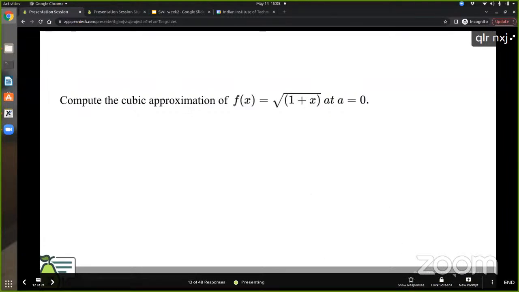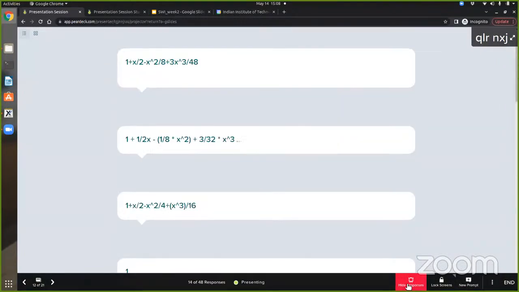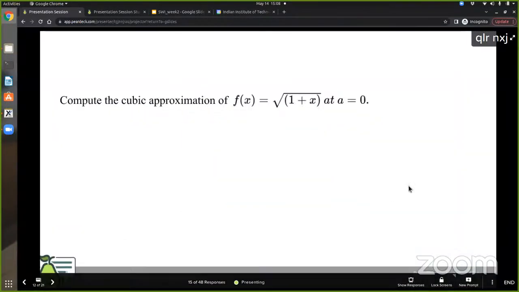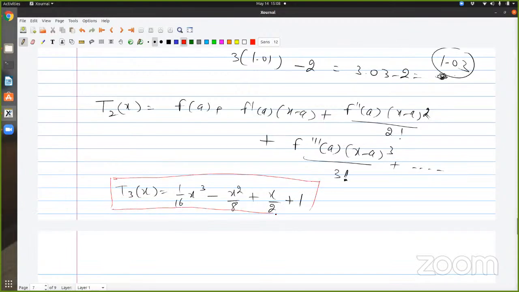Very few people have entered the answers so far. Okay, I'll write the answer and you can tally whether you're getting this or not. You may check whether you're getting this or not.